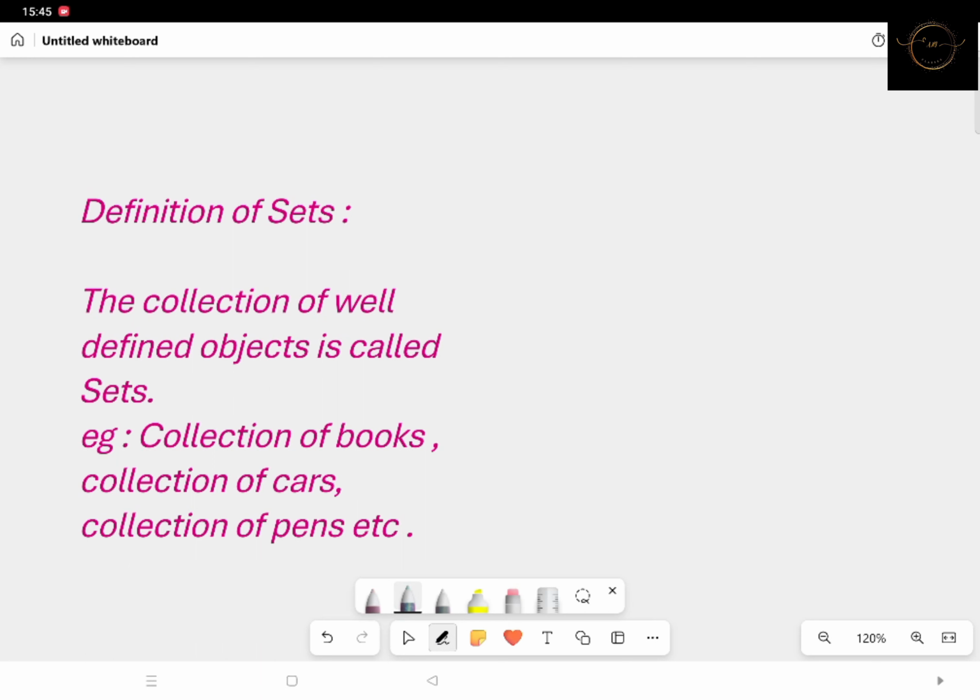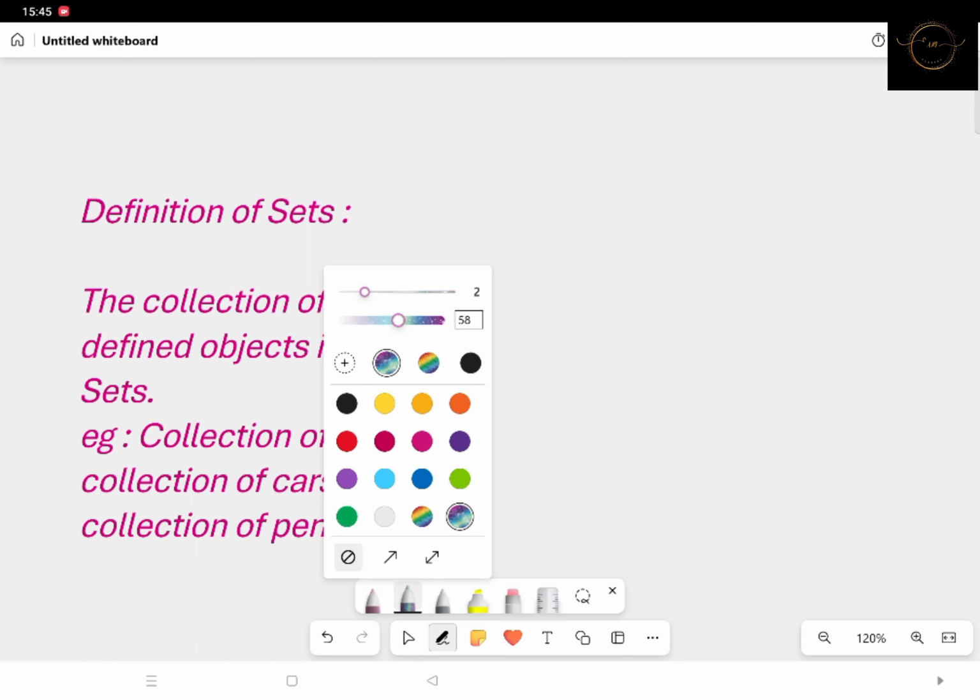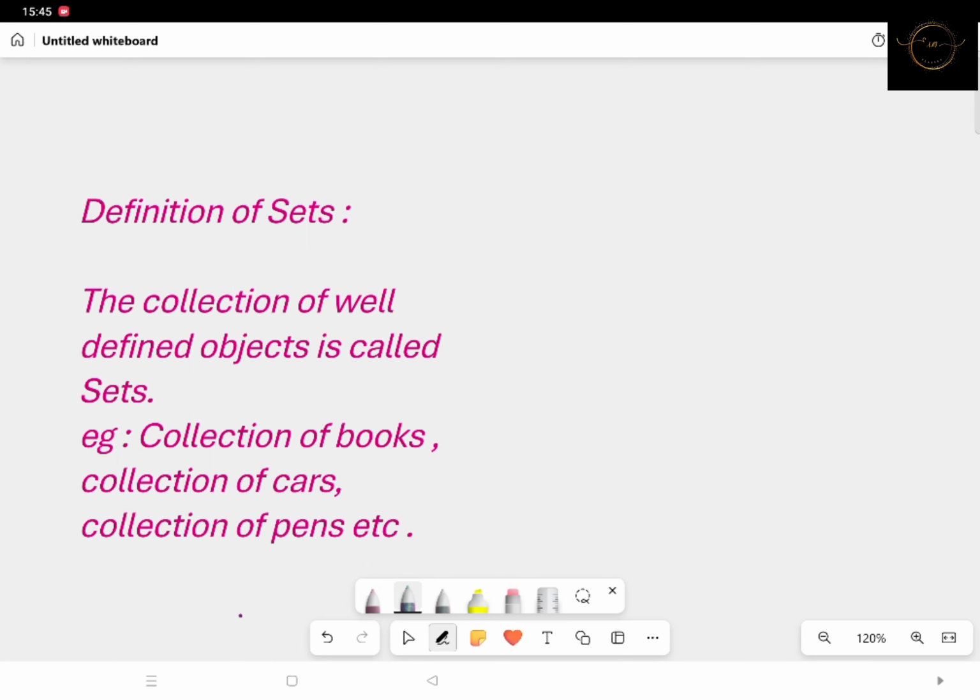The collection of well-defined objects is called a set. Whenever you talk about well-defined objects, for example a collection of pens, collection of books, collection of cars, we say that it is called a set. Why? Because when we are talking about a collection of books, we are talking about some well-defined objects. We know that when all the types of books are kept at one place, it is called a collection of books. So such is the definition of set.